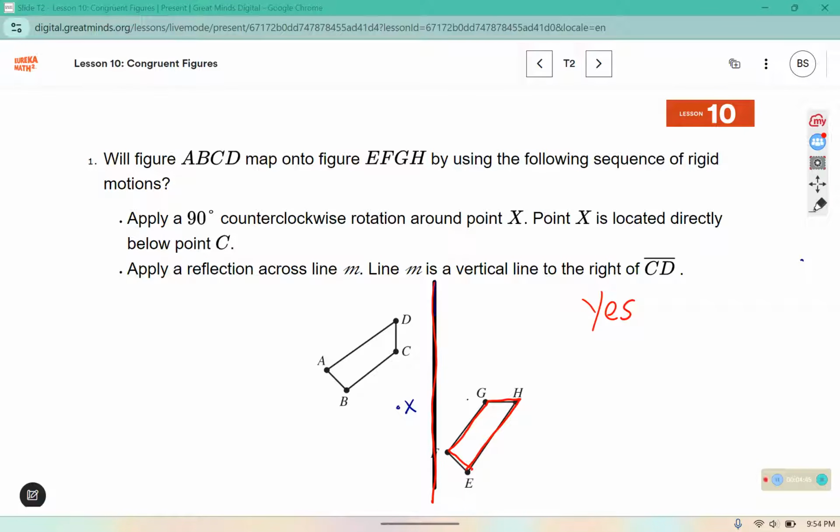But we do run into some problems because it doesn't give us the specific locations of point X and line M. So in order to make this more efficient, to be able to determine if they map onto each other, we need to be provided with the location and the line in which we are reflecting over. So it is possible, but it's going to take multiple trials to get them in the perfect spots.